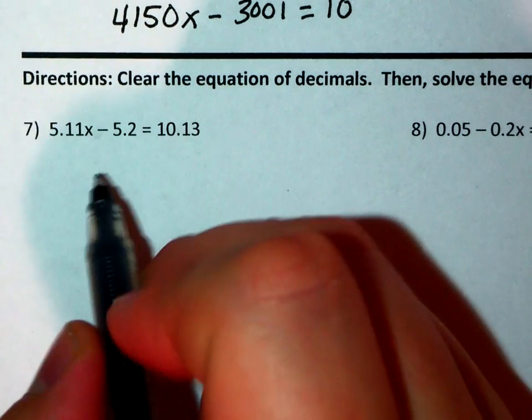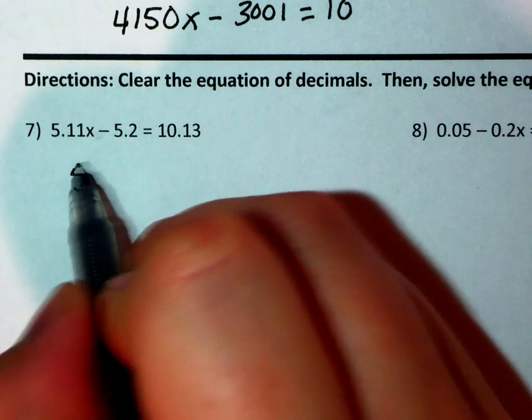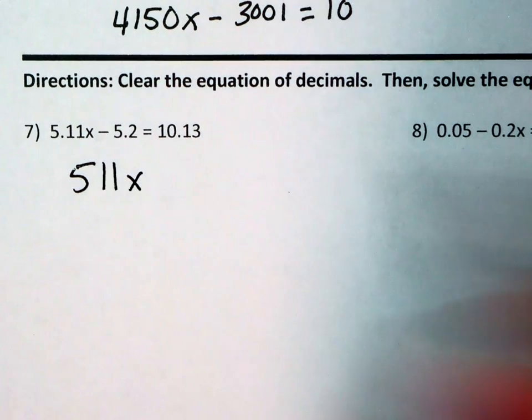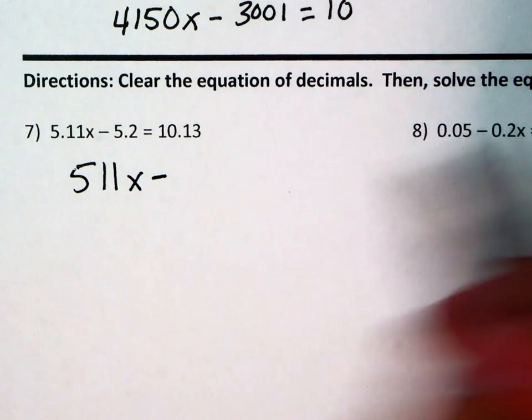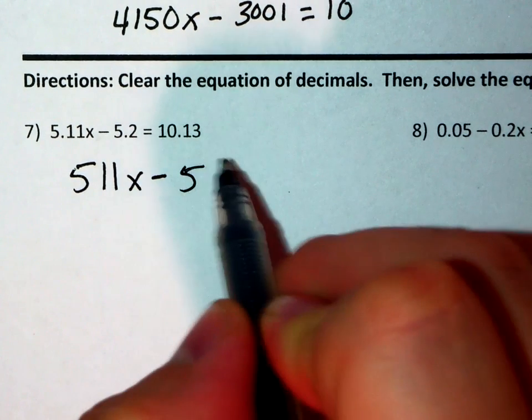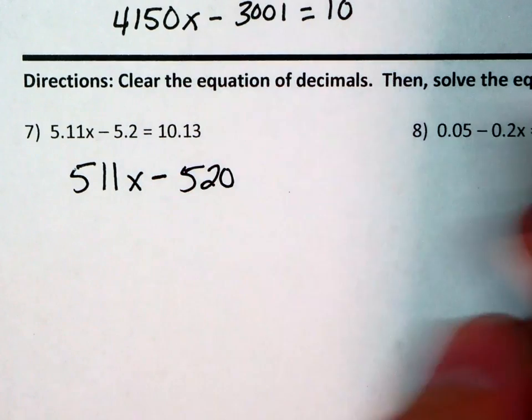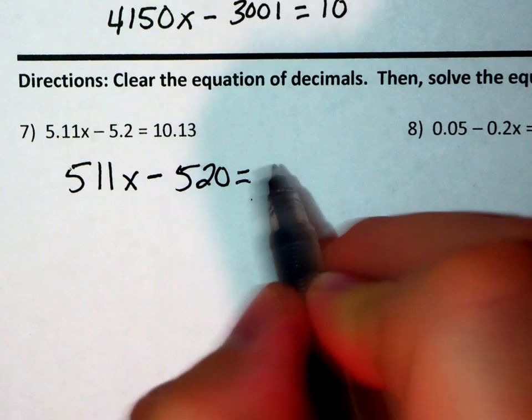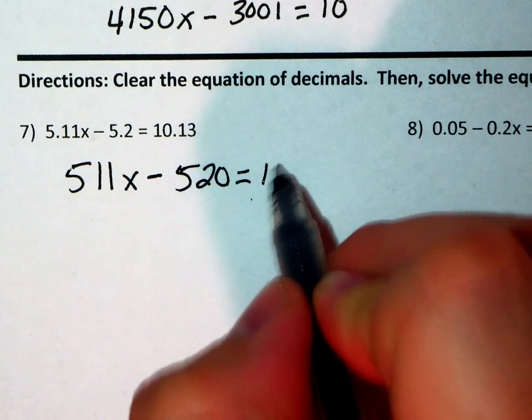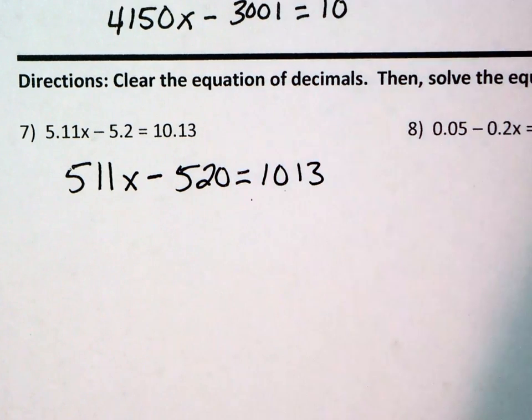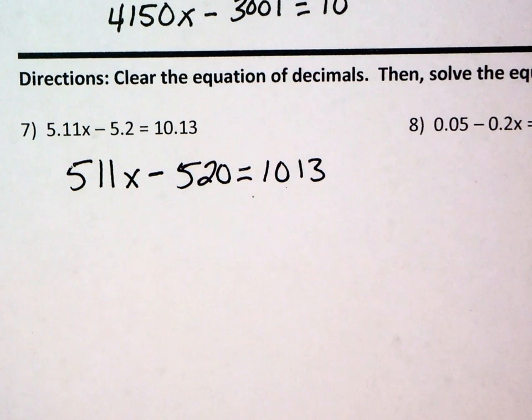So 5.11 times 100 would be 511x minus 520 equals 1,013. And now we have no decimals.